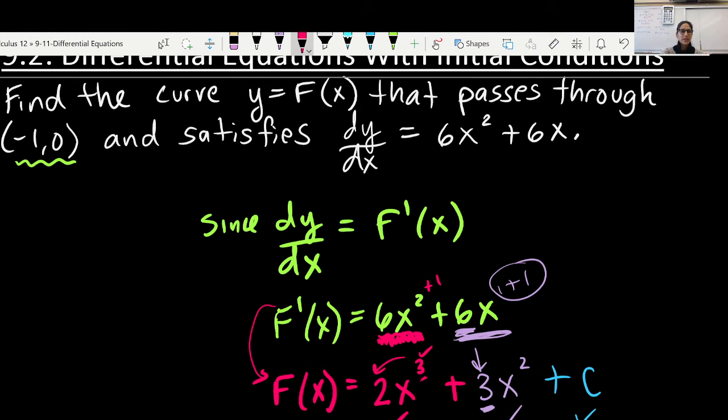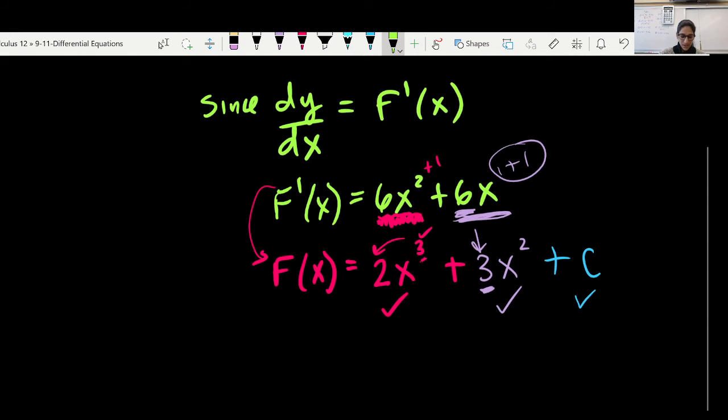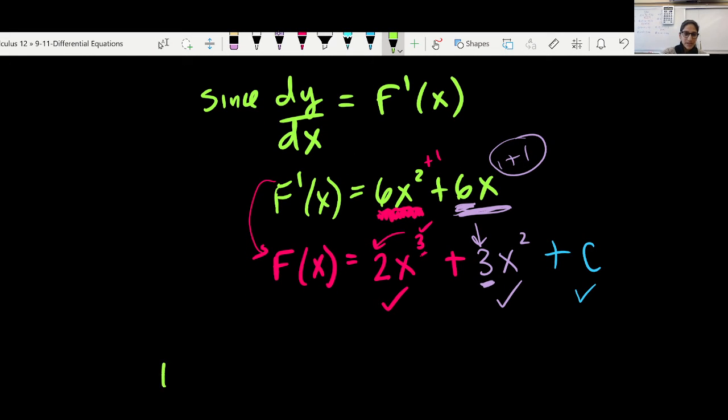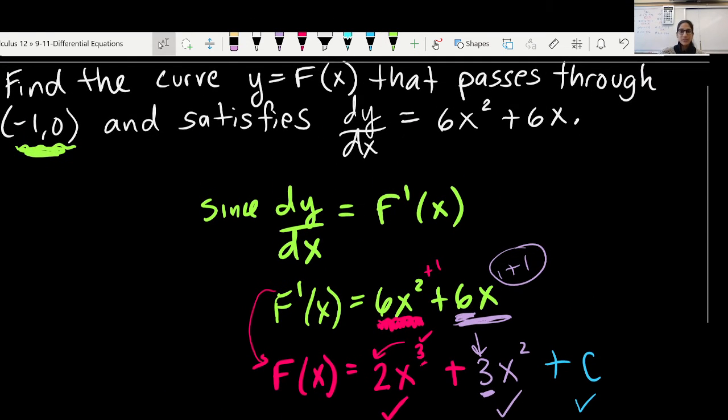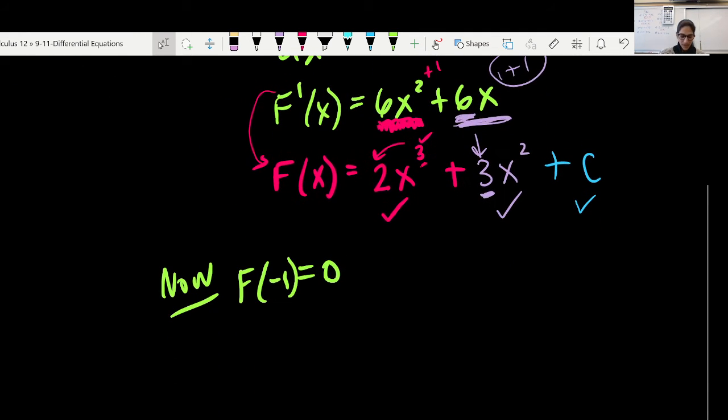blah, blah, blah, that passes through this point. So if it's passing through this point, negative 1, 0, then I'm trying to figure this out. So I'm going to say now, f of negative 1 equals 0, since they're saying that this point must be on there. That's what it means by saying that it passes through this point and satisfies this equation.